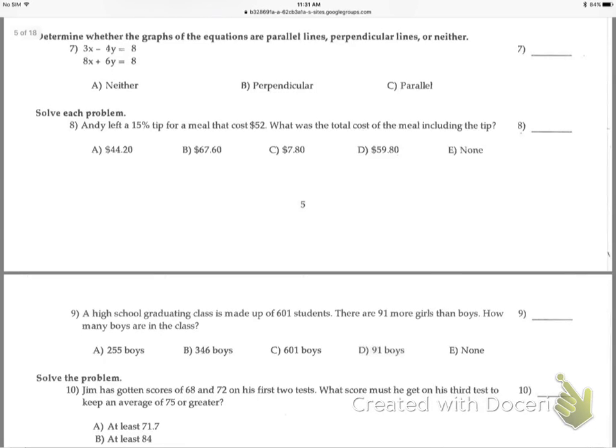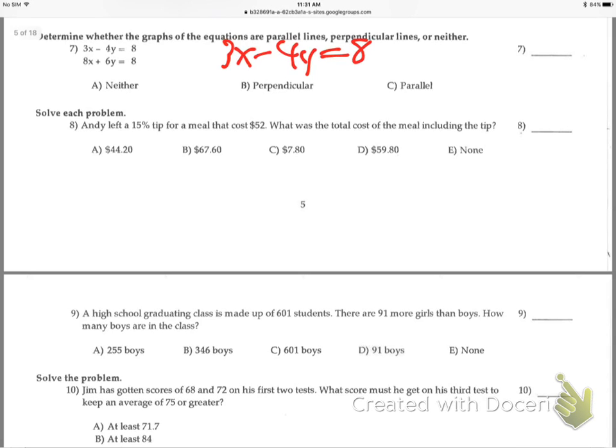All right. Determine if the graphs are parallel, perpendicular, or neither. So what do you do to take a couple of equations and determine if they're parallel, perpendicular, or neither? Get y alone. Isn't that the answer to everything so far? Get y alone. If in doubt, get y alone. Unless there's no y, then get x alone.